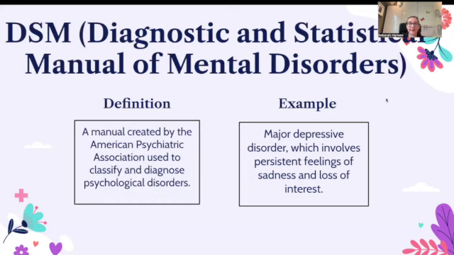The next one is the DSM, the Diagnostic and Statistical Manual of Mental Disorders. Right now we're at the DSM-5. That's the fifth revision of it. So you'll see it in your MCQs and things like that as DSM-5. The definition is a manual created by the American Psychiatric Association used to classify and diagnose psychological disorders. For example, major depressive disorder, which involves persistent feelings of sadness and loss of interest.